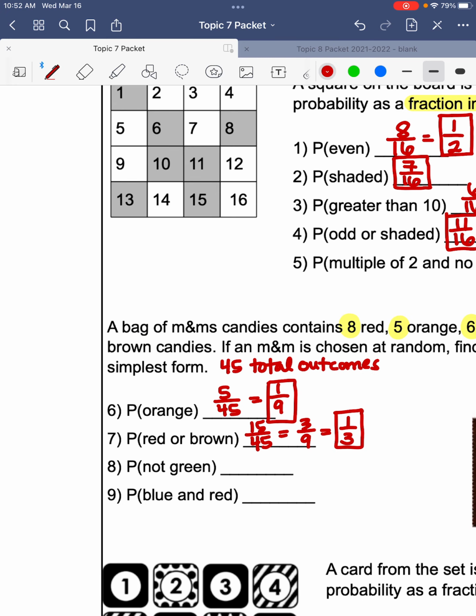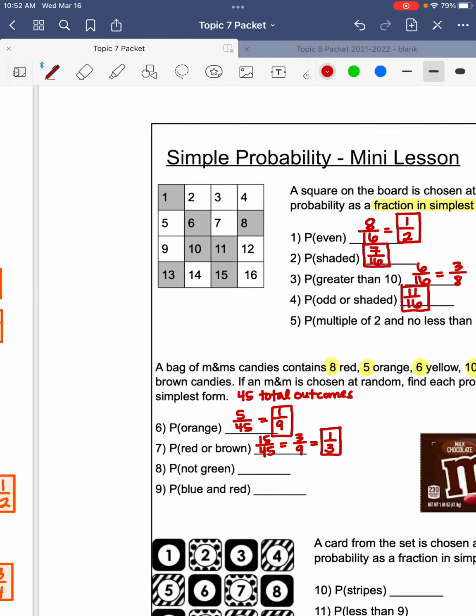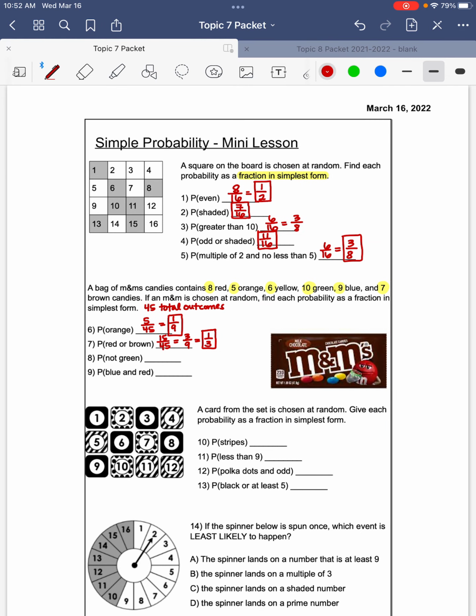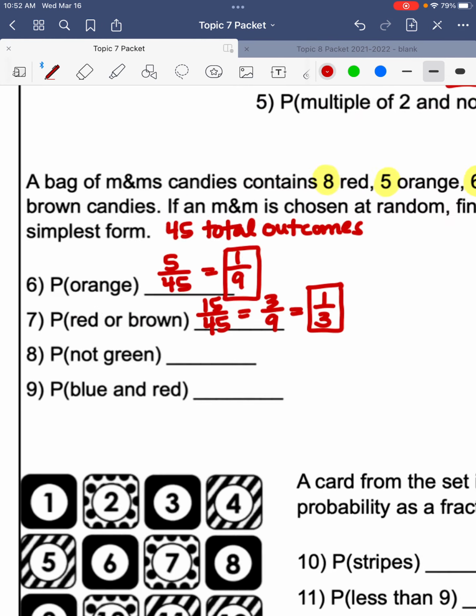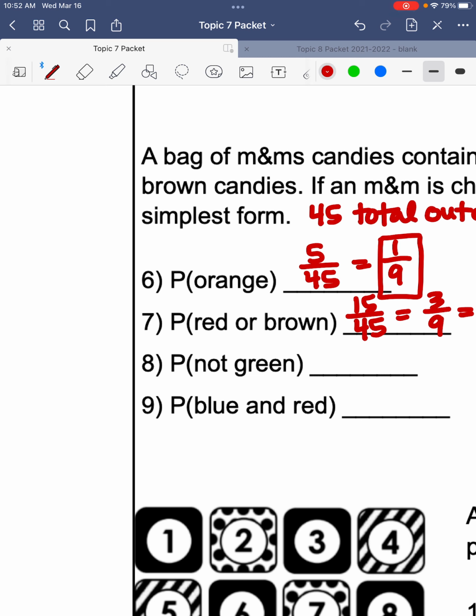Okay, probability of being not green. Well, there are 10 green candies, right? So I know that there are 45 total and 10 are green. So 45 minus 10 is 35, so we have 35 over 45. So does that reduce? Well, 5 goes into both of those. 35 divided by 5 is 7, and 45 divided by 5 is 9. So 7 over 9, and I can't reduce that any further.